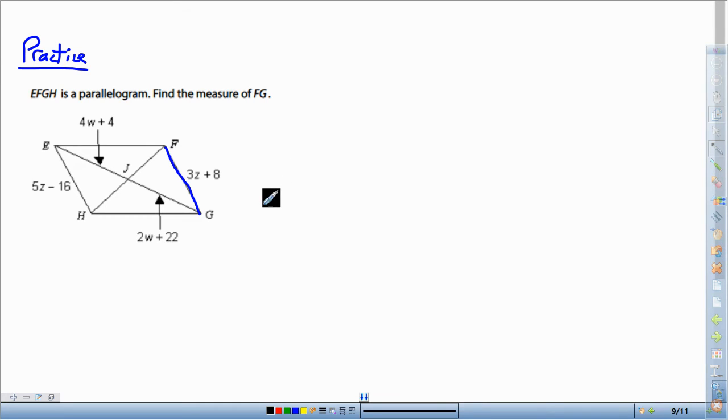Okay, so there's a lot going on here. First things first, if we're finding FG, we need to figure out what Z is, right? After that, we can plug it back in. We can figure out the actual length of this. And I can see over here, this opposite side length also has a Z in it. Here's what we know about these opposite sides. Since this thing is a parallelogram, they're congruent, they're equal. So that is the equation here. I'm going to be able to say that this side length, 3Z plus 8, is equal to this side length, 5Z minus 16.